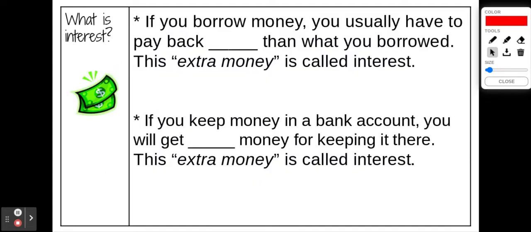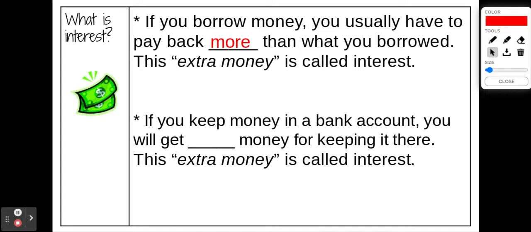Let's first talk about what is interest. There are two different kinds of interest. The first kind is if you borrow money. Let's say you borrow money from a relative or you borrow money from the bank. You usually have to pay back more than what you borrowed, and this extra money that you have to pay back is called interest.